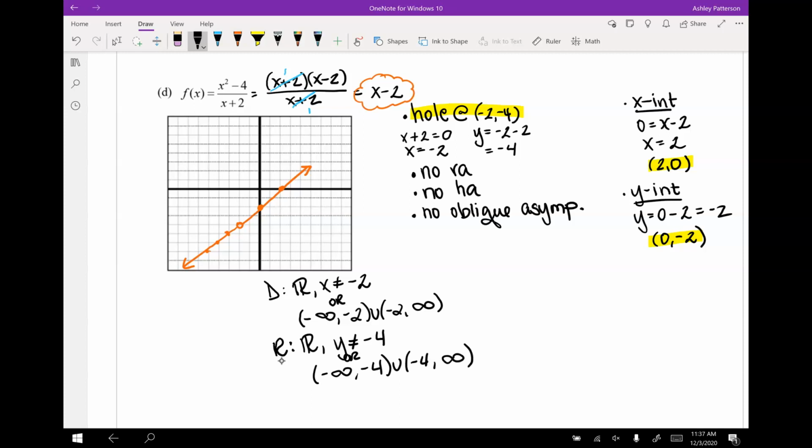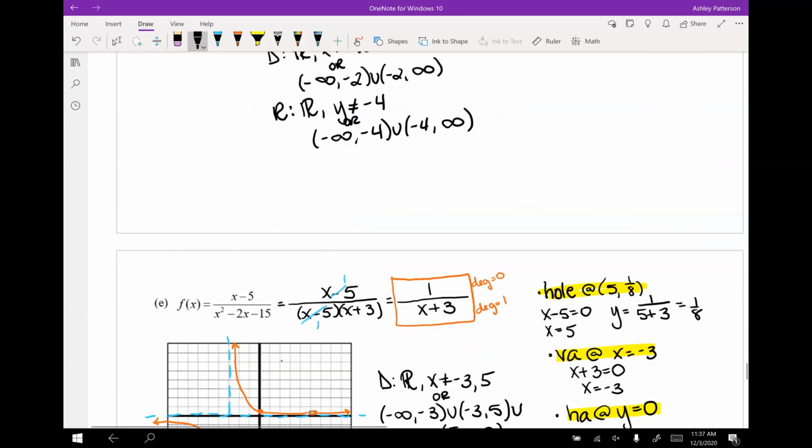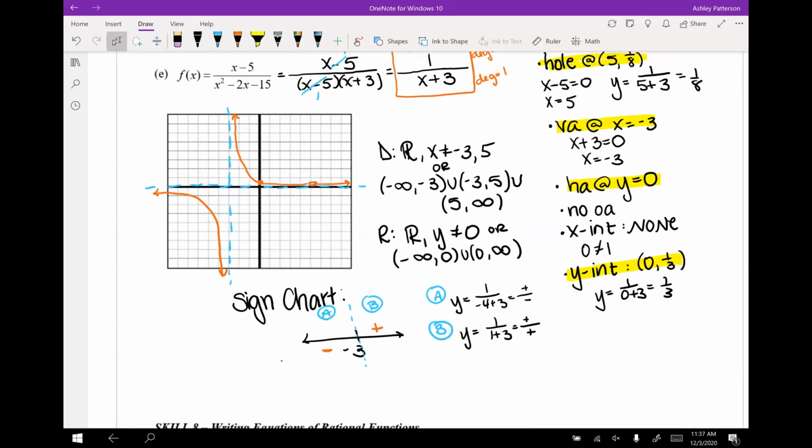All right. I know, that's probably your favorite, huh? Go back with me real quick because I completely forgot to include the removable discontinuity here. For the range, we can't just include it in the domain. So the y value of our hole is 1/8. That is also part of the range restrictions. So rewriting, and my apologies, we go -infinity to 0, union 0 to 1/8, union 1/8 to infinity. Sweet.